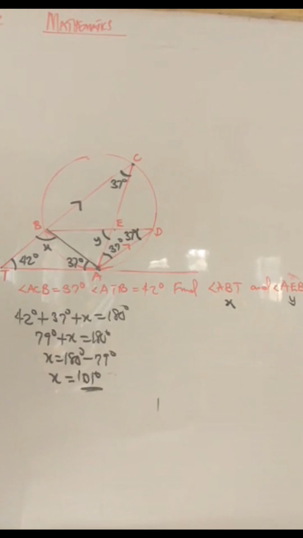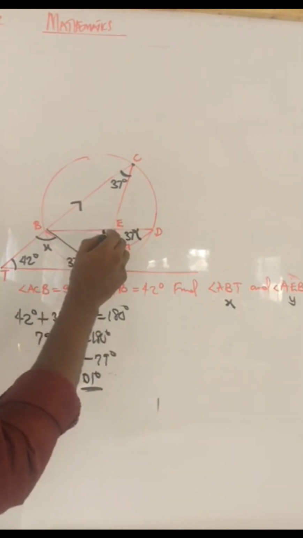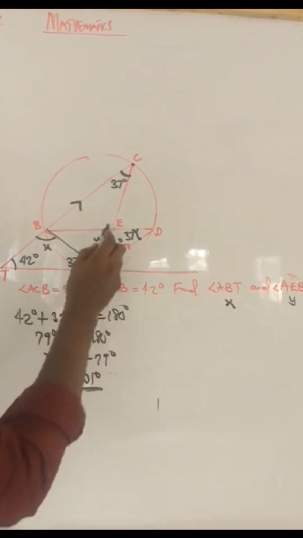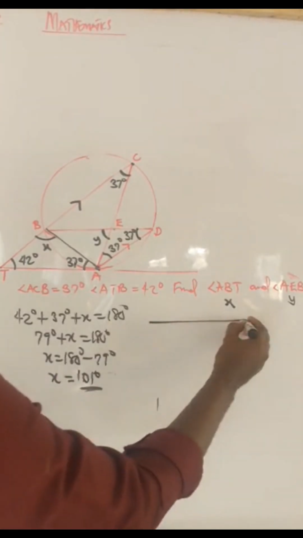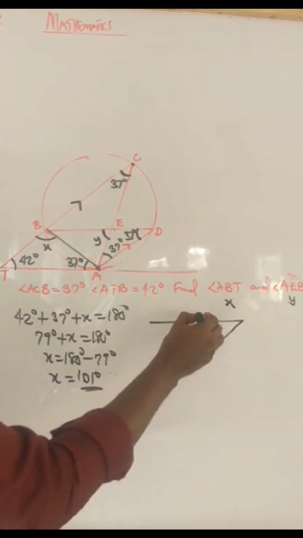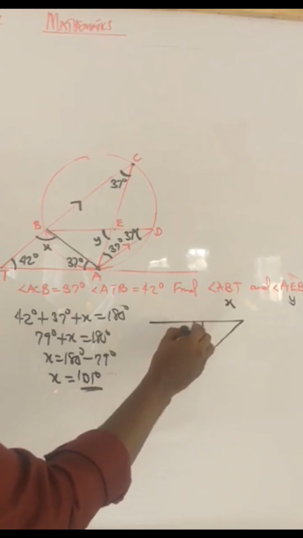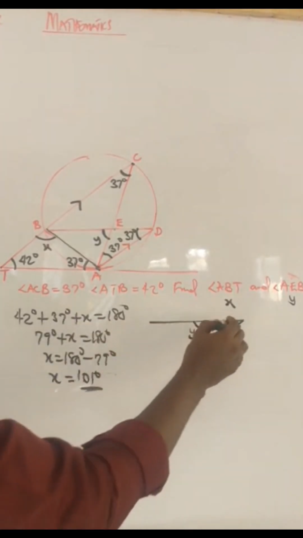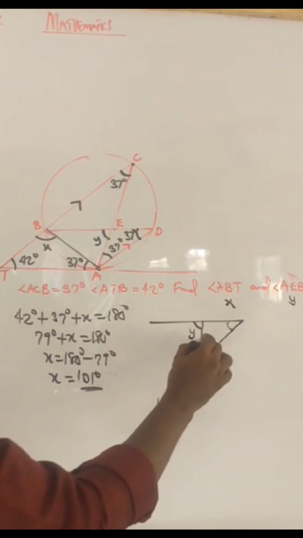Then when you observe, this angle Y is like an exterior angle to triangle AED. Let's draw it out. This Y, this is a straight line. So this is 37 degrees. This is also what?